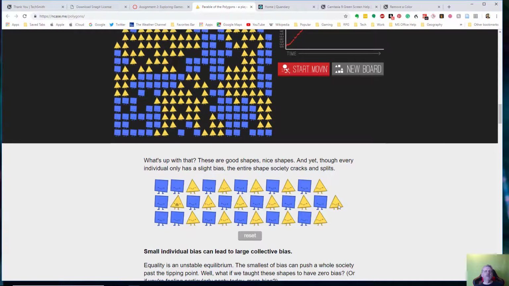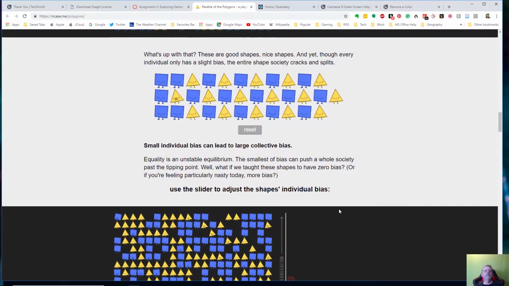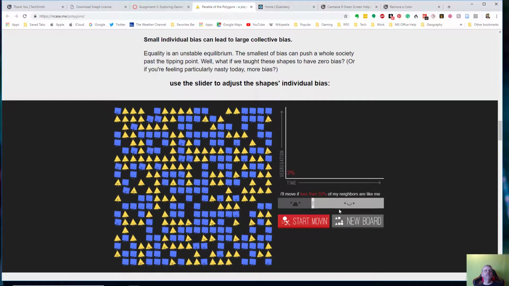Alright, these are good shapes, nice shapes, and yet, even though they only have a slight bias, the entire shape society cracks and splits. Equality is an unstable equilibrium. The smallest of bias can push a whole society past a tipping point.